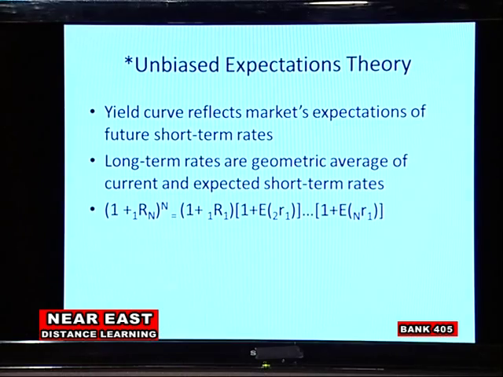Unbiased expectations theory. Now we will discuss the main theories of the term structure of interest rates. The first, unbiased expectations theory. This theory refers to the yield curve reflecting the market expectation of future short-term rates, and long-term rates are the geometric average of current and expected short-term rates.